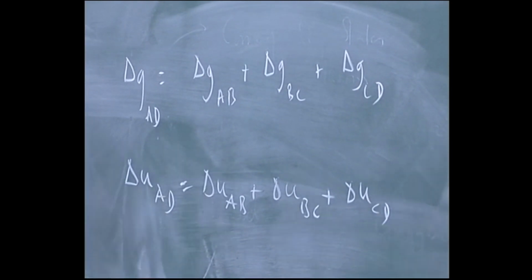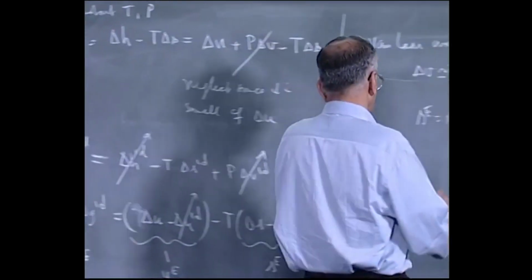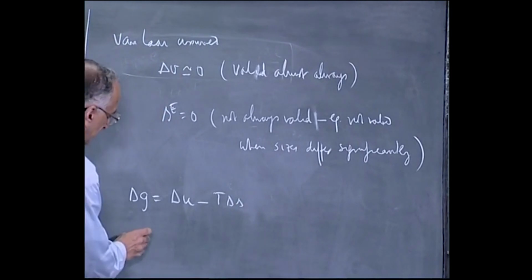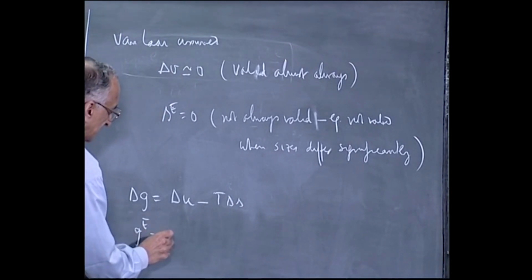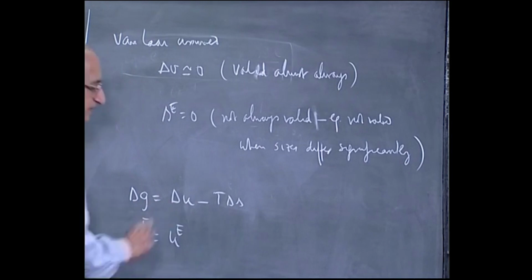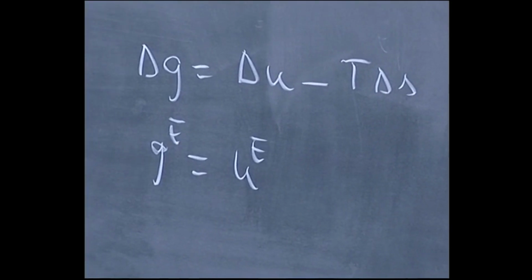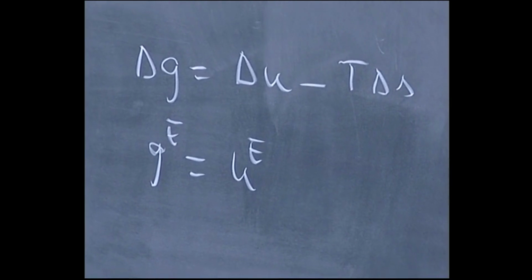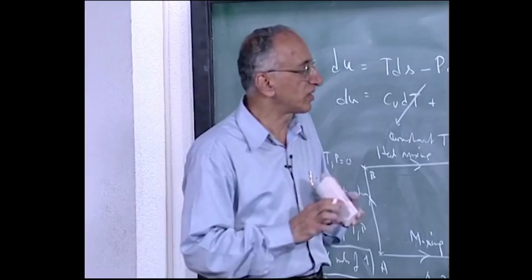Actually he did not say this, sorry, this is delta U minus T delta S, please correct this. But he said G XS is equal to U XS, because delta S for the real process he said was the same as delta S for the ideal process. The ideal process entropy you still have to take into account.